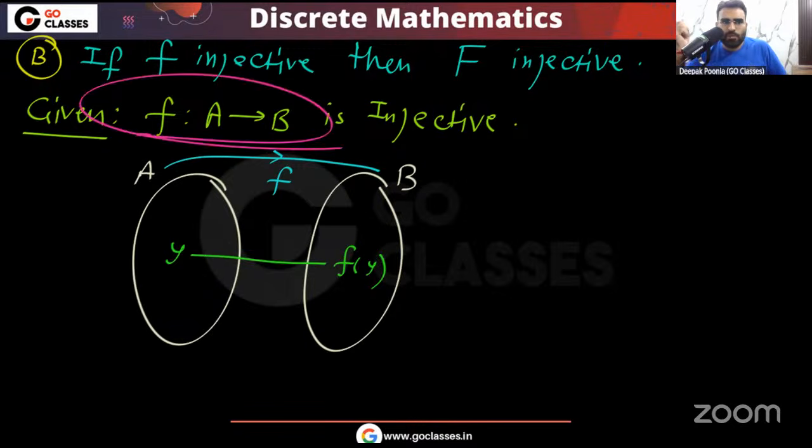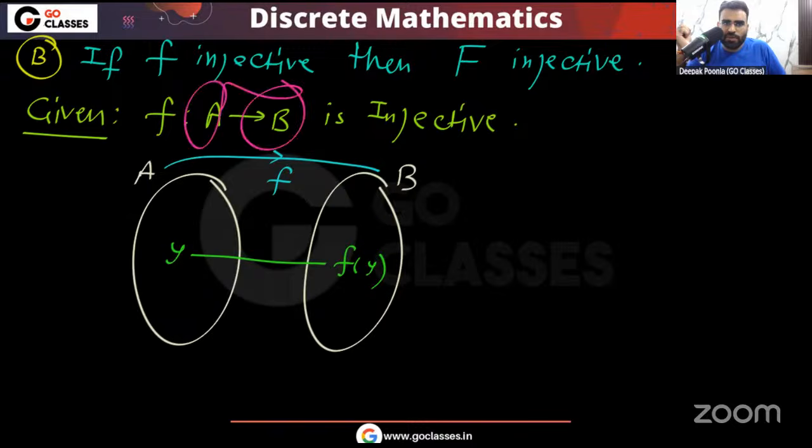It is given to you that this function small f from A to B is injective, meaning different elements have different images. In set A, any two different elements you take, their images will be different. So you just tell me one thing. In this A, if this element y has image fy, can any other element of A map to this fy? Is it possible?